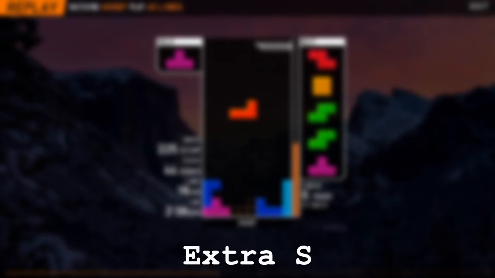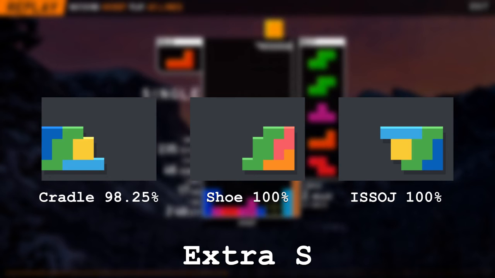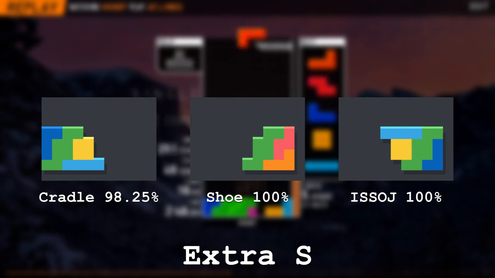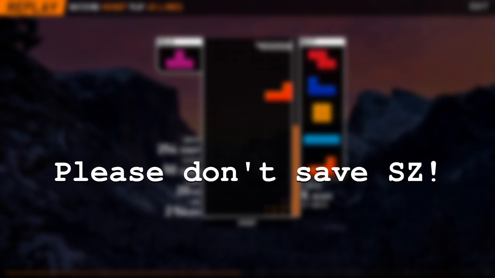Extra S or Z is the worst third PC you can ever get, as a lot of 100% patterns are really hard to build. Here are some good shapes that you can try to make. The best way to get out of the situation is to not even save S or Z in the first place.